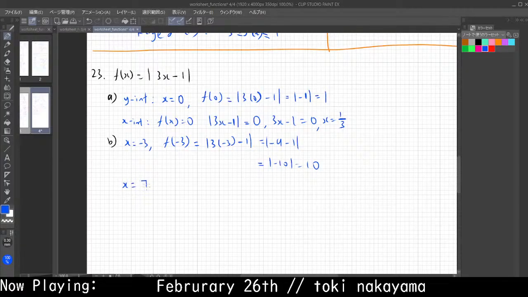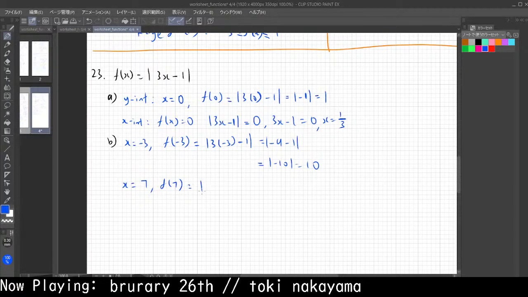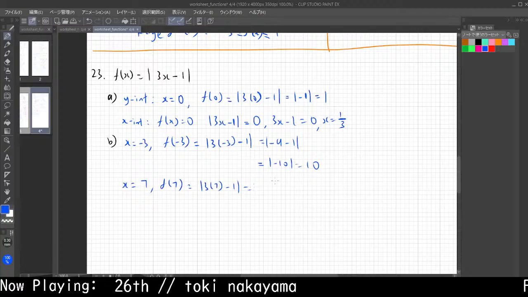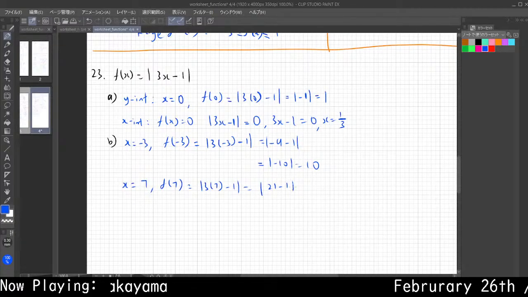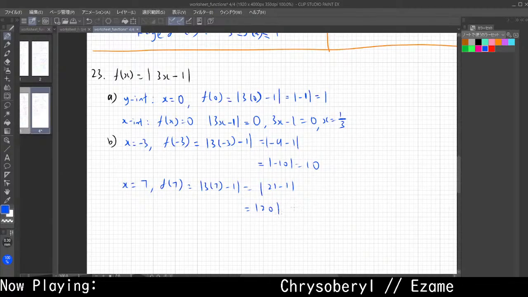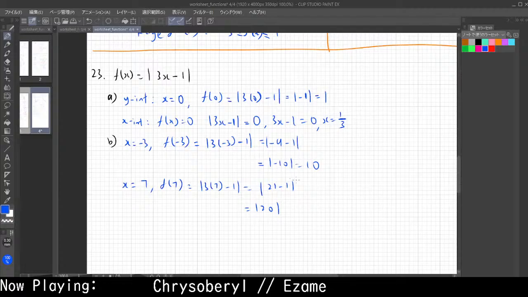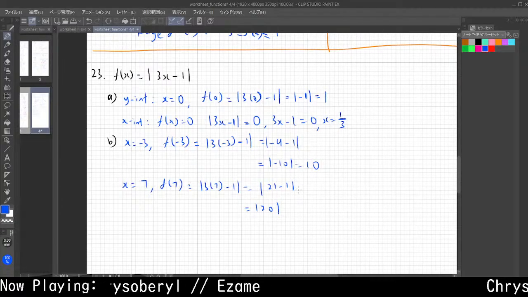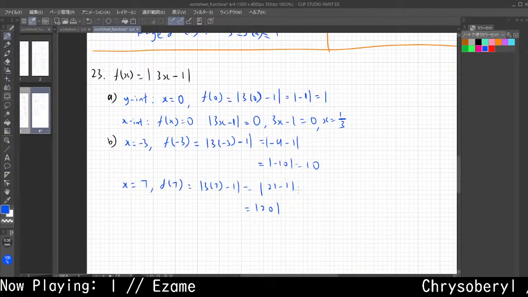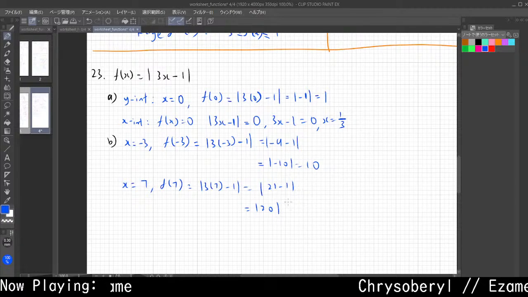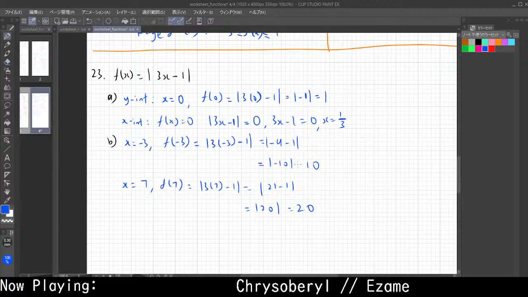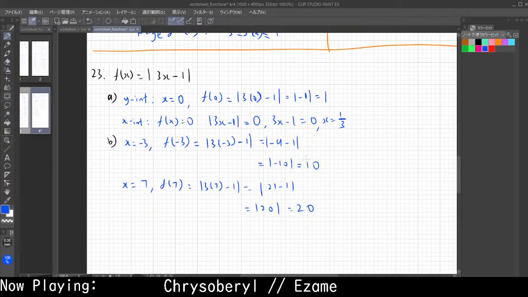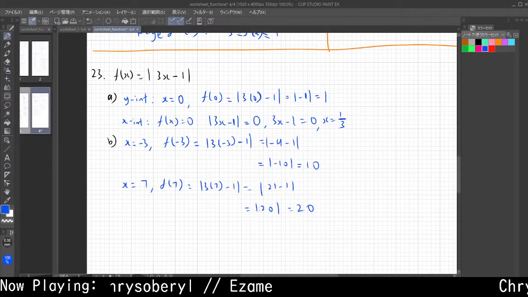Then when x is equal to 7, f(7) will be equal to the absolute value of 3 times 7 minus 1. 3 times 7 is 21, and 21 minus 1 is 20. The absolute value of positive numbers does absolutely nothing to them. So this will just get you 20.